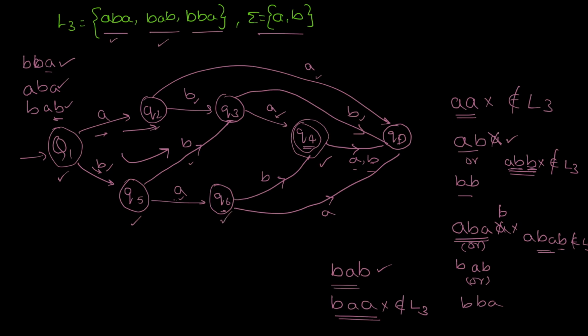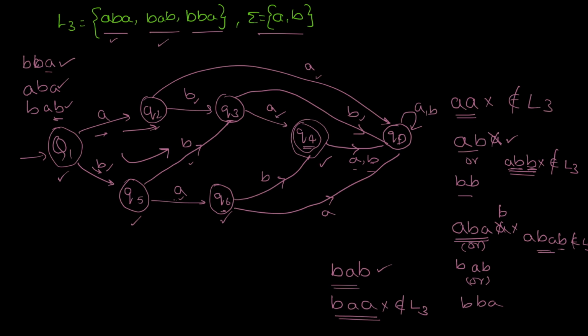We are left with QD. QD is our dead state. So whatever symbol we see on the dead state, we will be rejecting that and we will be in the dead state itself. So A, B: the transitions over A and B go to QD from QD itself. So this is our DFA for L3.